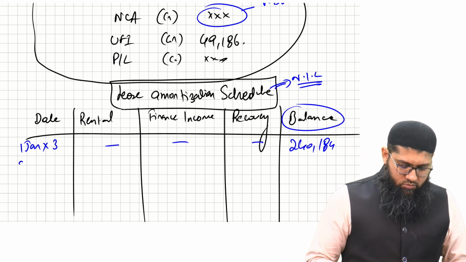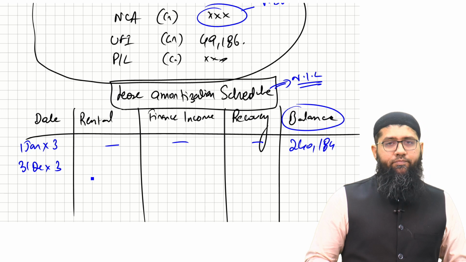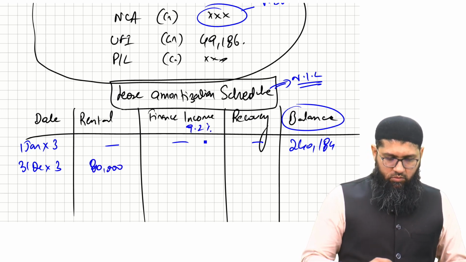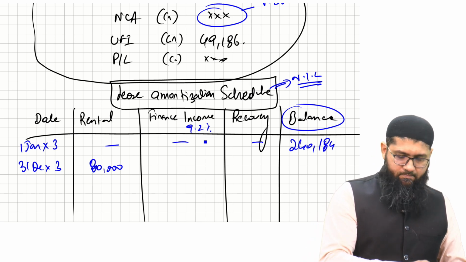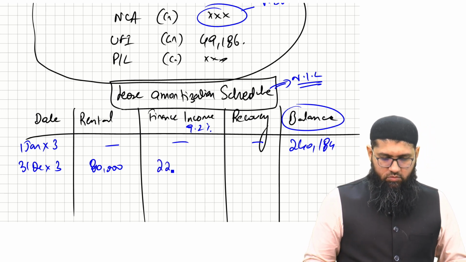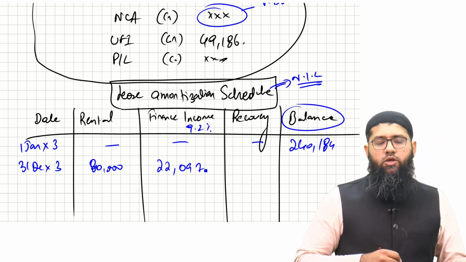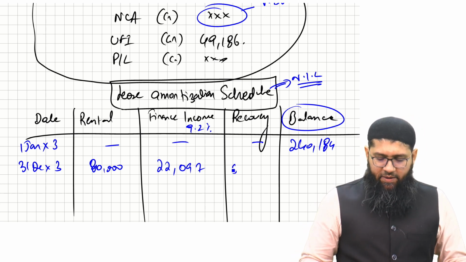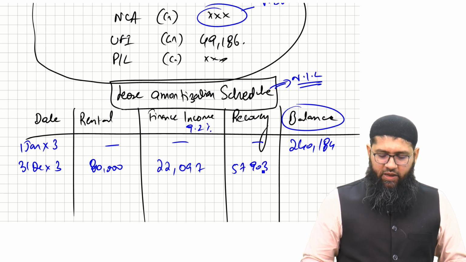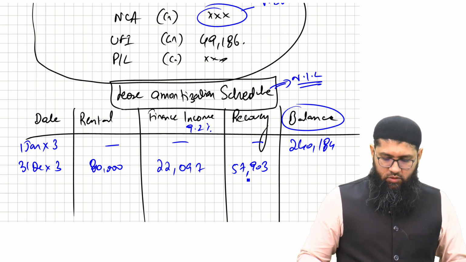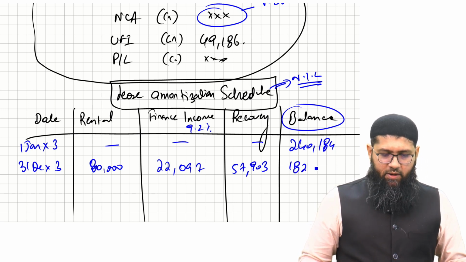Now, on 31st December X3, you would receive a rental of 80,000. Your finance income is going to be 22,097. So that means 57,903 is going to be the recovery, leaving 182,281.